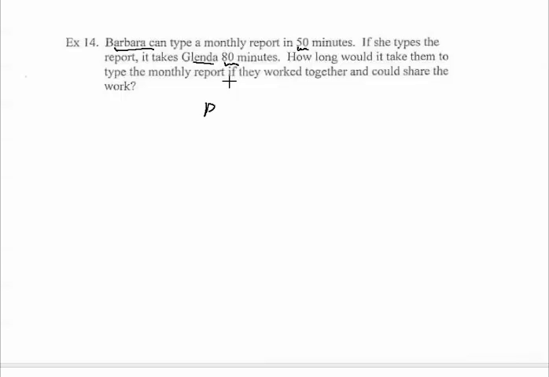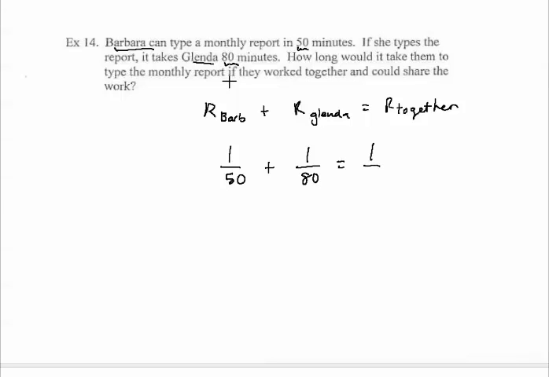So rate of Barbara plus rate of Glenda equals rate together. For the rate of Barbara, we write one monthly report in 50 minutes. Glenda, one monthly report in 80 minutes, and working together, one report in how many minutes we don't know.